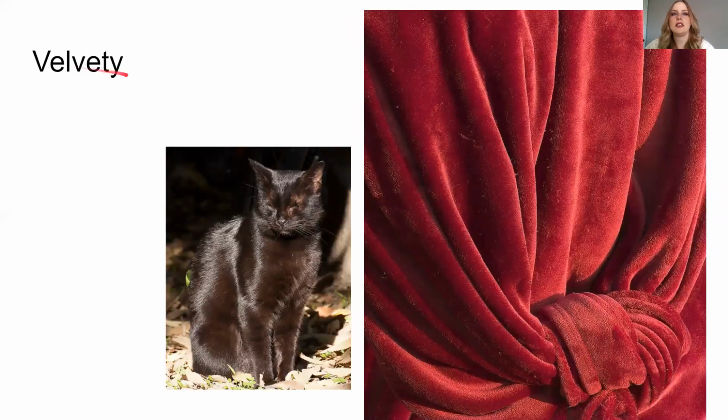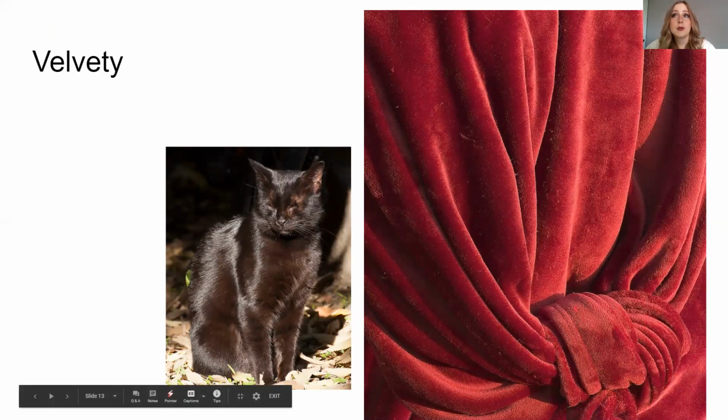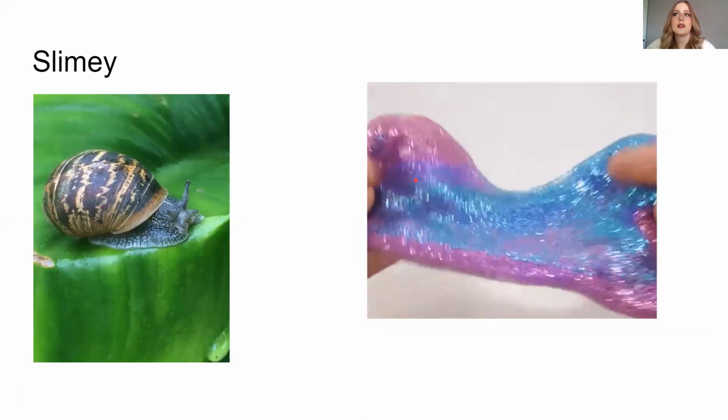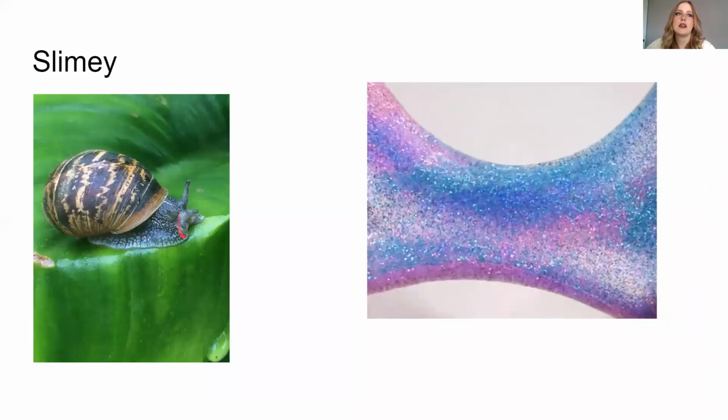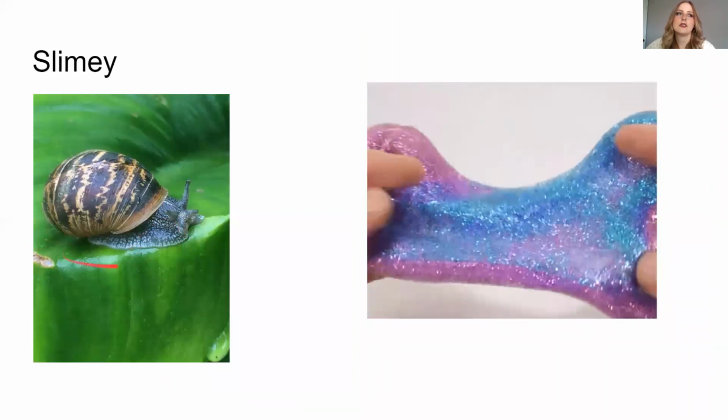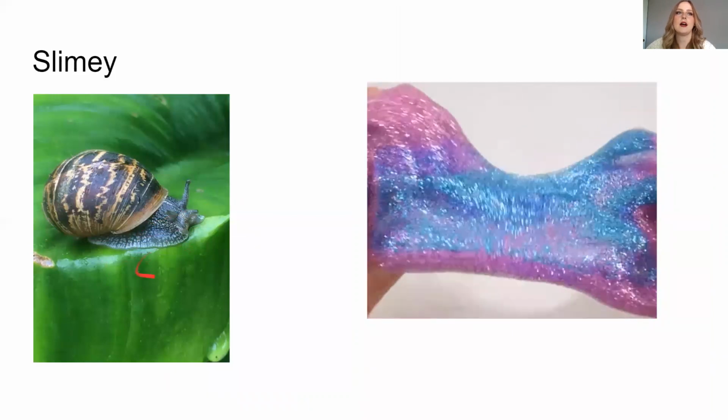How about velvety? I think this one's a really cool one because it's soft, but it's a little bit shorter, right? So we have the velvety texture. So here is the slimy texture. We know that snails leave a trail of slime behind them, and that's how they get around, right?